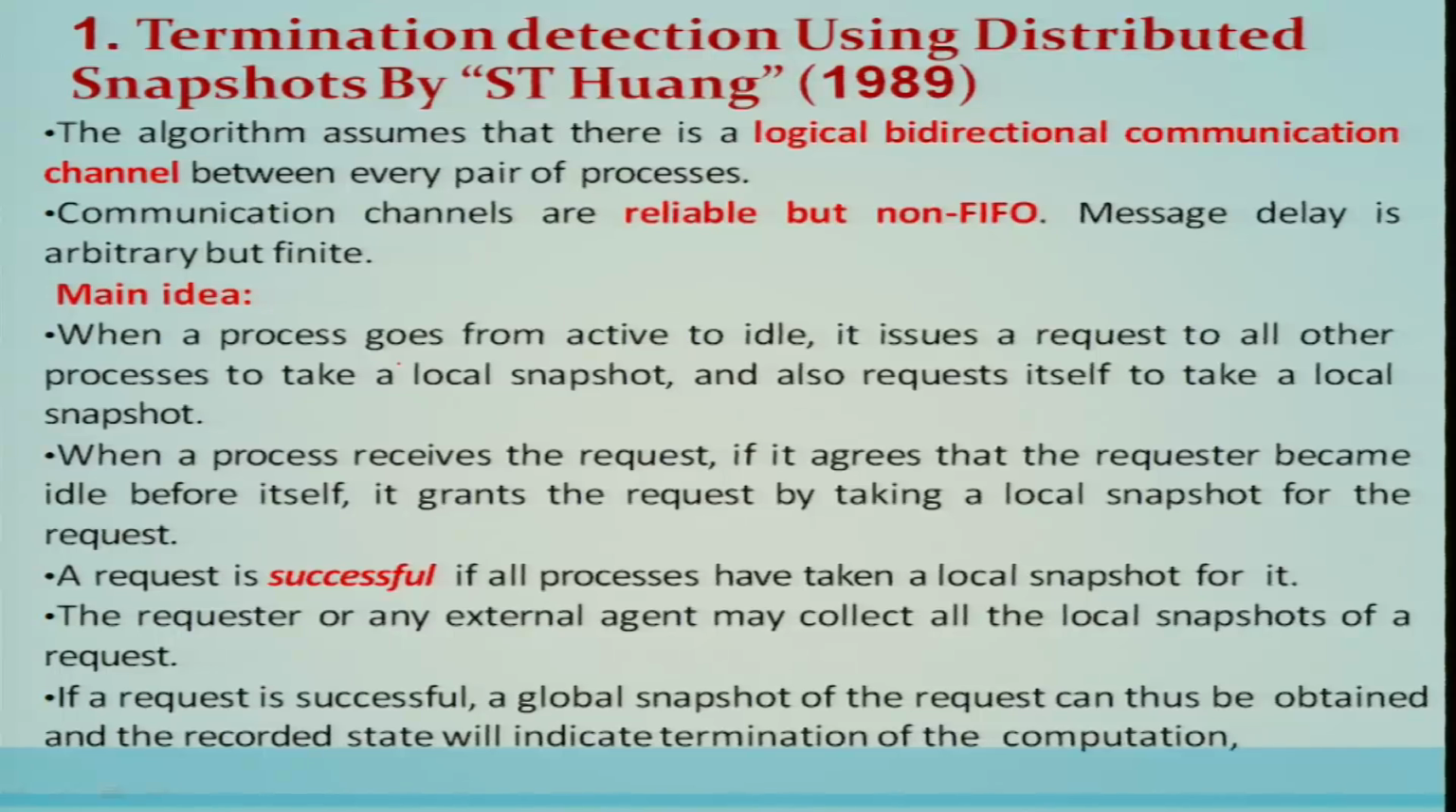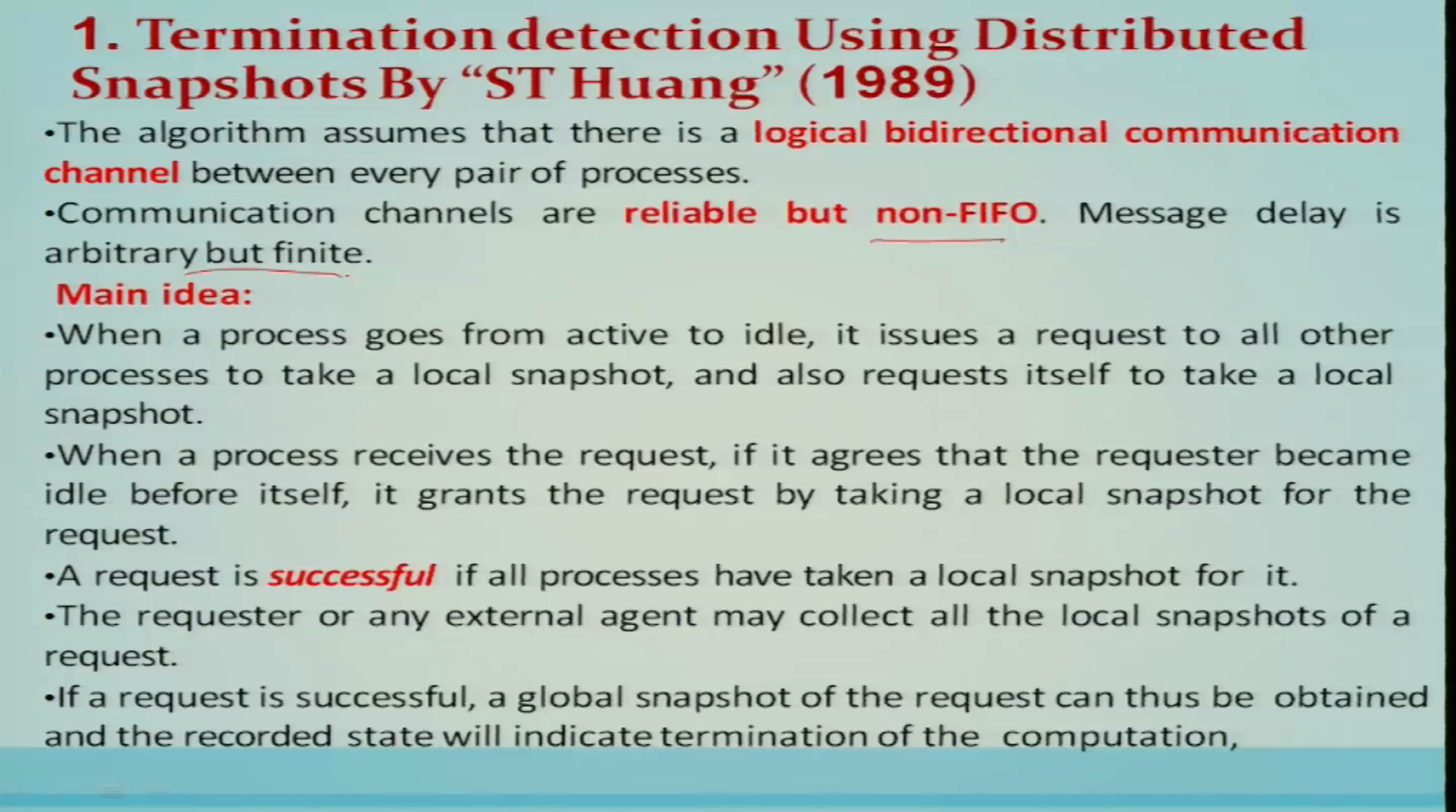The algorithm assumes that there is a logical bidirectional communication channel between every process. Communication channels are reliable but not FIFO. So message delays are arbitrary but they are finite.